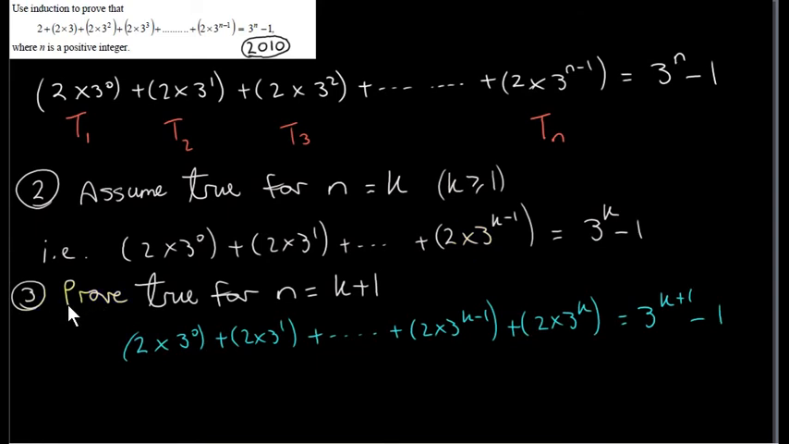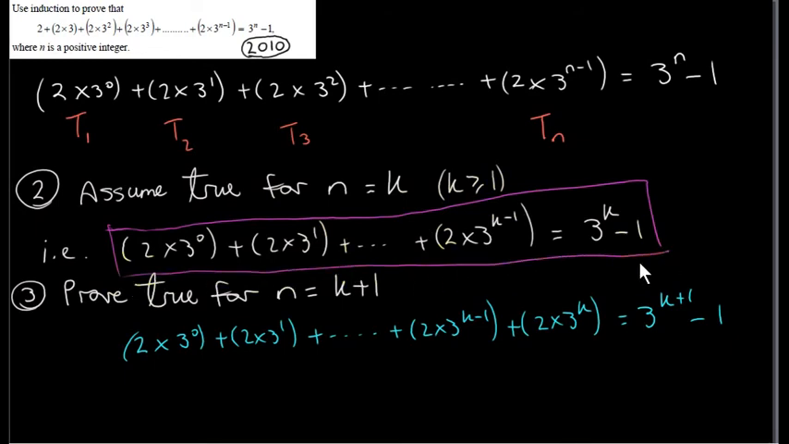In step 3 of proof by induction, we have to prove that the statement is true for n equals k plus 1, given that the statement is true for n equals k, given this here. So I've written out the statement for n equals k plus 1. For n equals k plus 1, we have to get the sum of the first k plus 1 terms. This is the first term, this is the second term, this here is the kth term, and this here is the k plus first term.